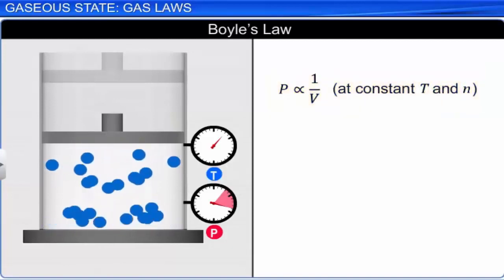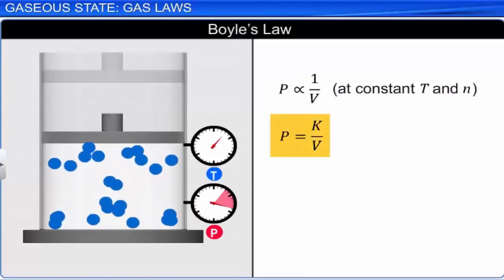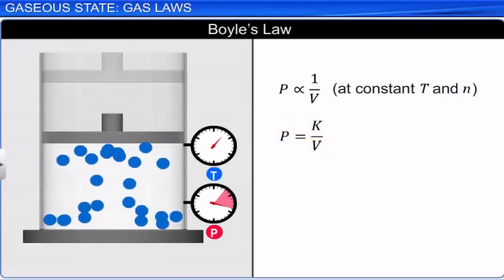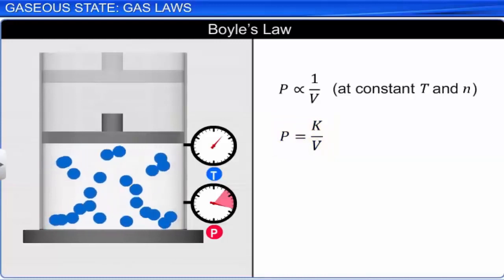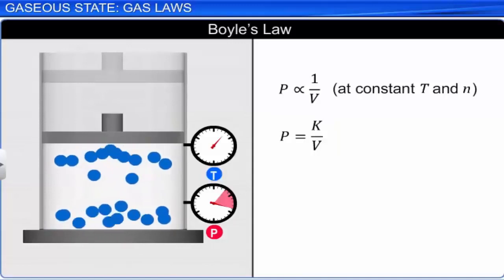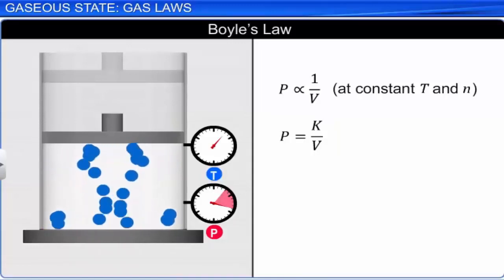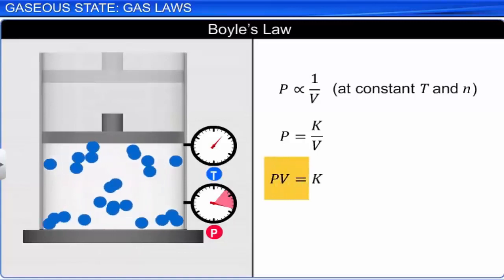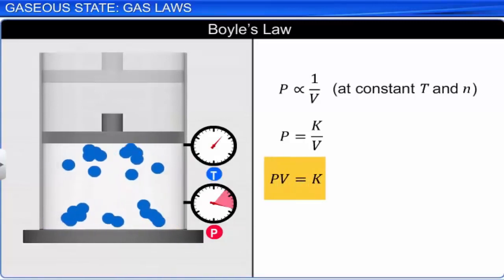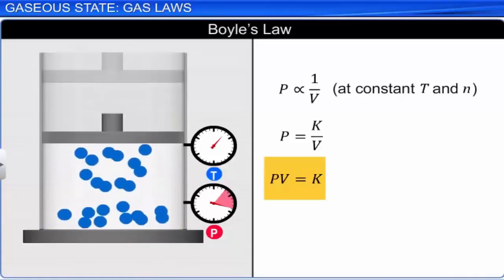Or P is equal to K by V, where K is a proportionality constant, whose value depends on the temperature and number of moles of the gas. On rearranging the equation, we get PV is equal to K. Or, in other words, at constant temperature, product of pressure and volume of fixed amount of gas is constant.